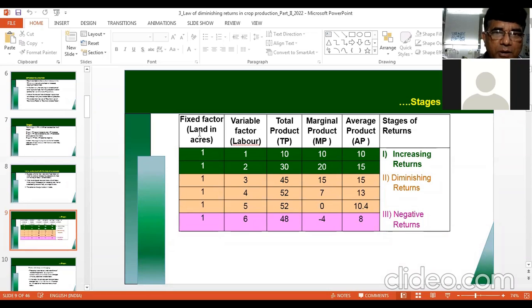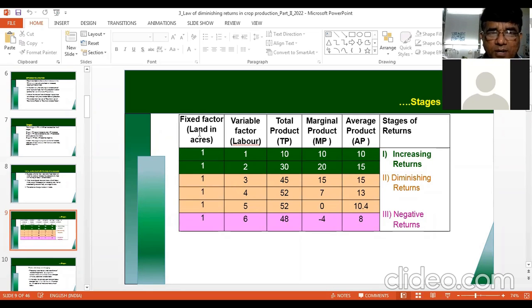So let us see how this total product behaves in this example. First it was 10, then 30. At 3 units, it became 45, then 52, 52, 48. So you can see initially it is increasing up to the 5th unit. Up to 5 units, it is maximum, or 4 and 5 units are giving almost the same. And then at the 6th unit of variable factor, it declined to 48.